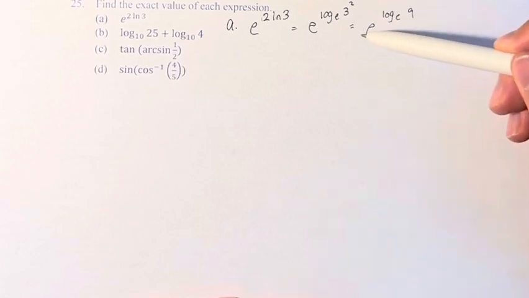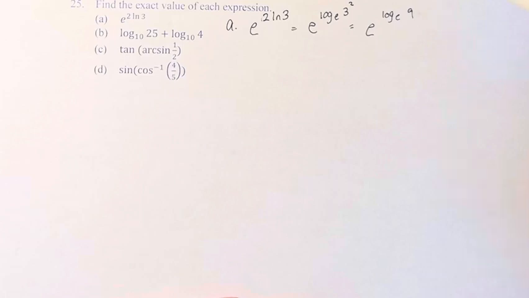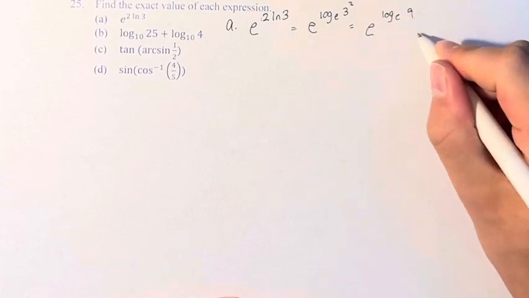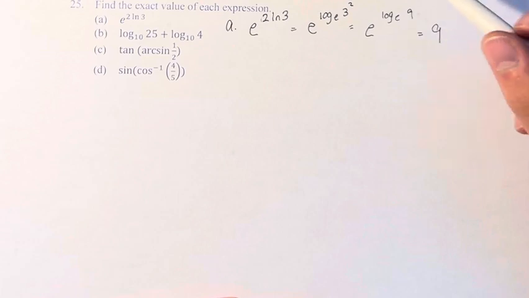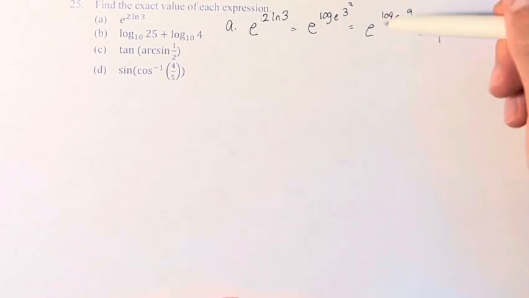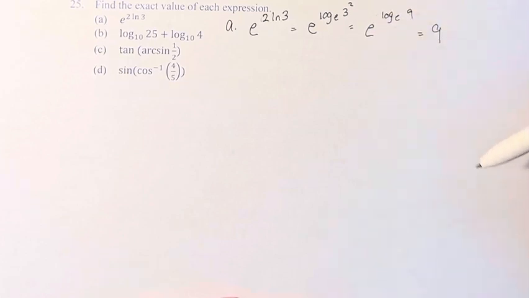And if you have e to the log base e of something, this means that we can think of it as the exponent and the logarithm canceling each other out, and you're just left with what's inside, 9. In the same way that log base e to some power, they cancel out again. Because logarithms and exponents are opposites, you're just left with what's inside.